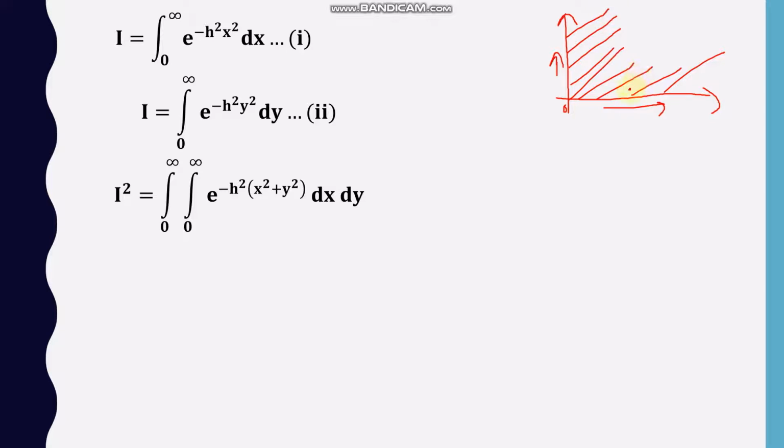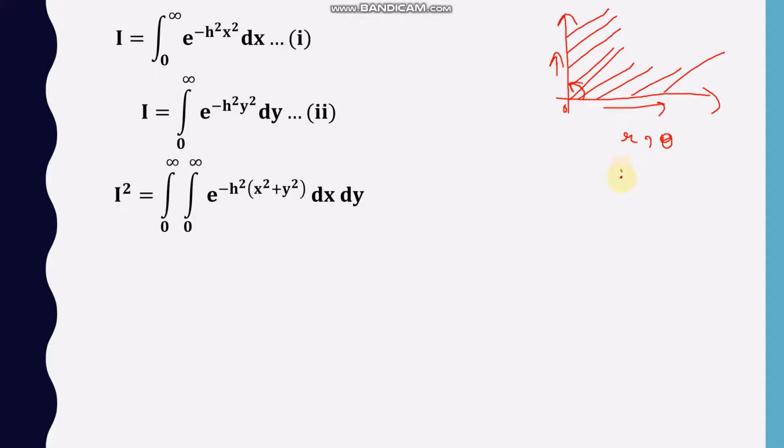When we are converting it in polar form we have r and theta. Theta is the angle, and r is the radius. So when we convert this region into polar form, the angle is changing from 0 to 90 degrees. You can easily see here clearly theta is changing from 0 to 90, and r is taking value from 0 to infinity. So the limits of r will be from 0 to infinity, and the limits of theta will be from 0 to pi by 2.